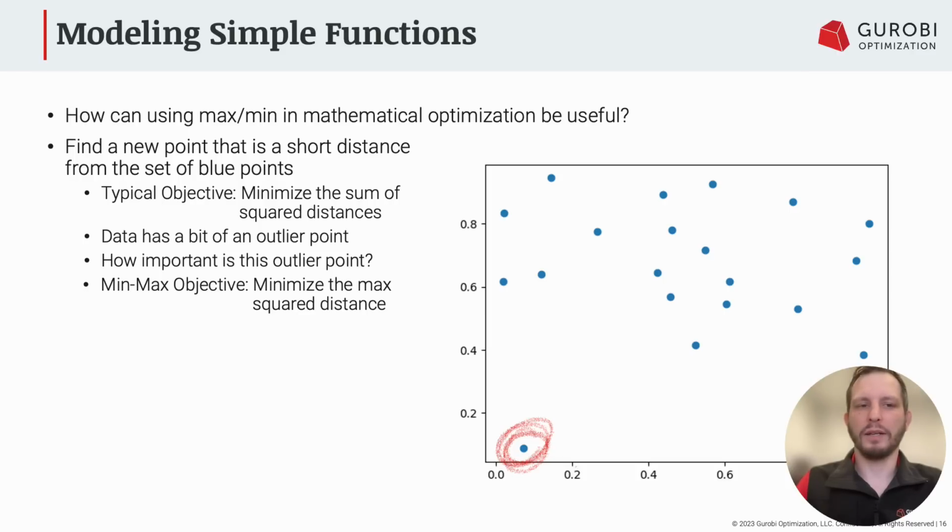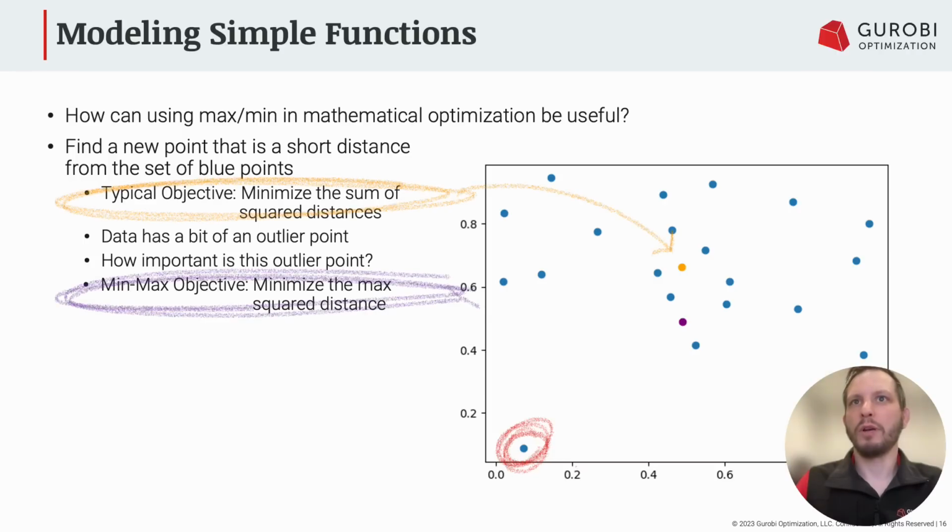Have it here called other names, but essentially what we want to do is minimize the max squared distance. So instead of minimizing the sum of square distances, we minimize the max squared distance. When we do that, we have 2 new points that pop up, an orange one and a purple one. The typical objective is the orange point. That is the point you get when you minimize the sum of the square distance, and the purple point is what you get when you minimize the max square distance.